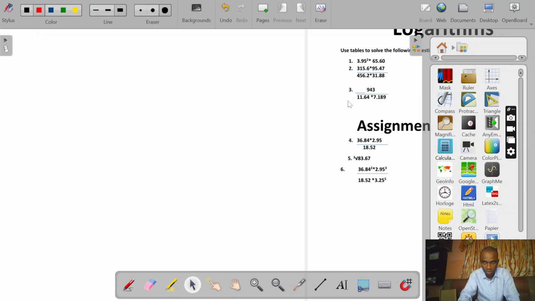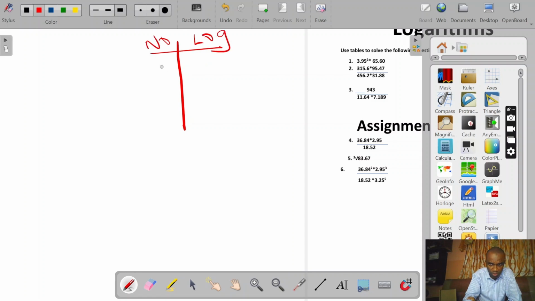So the next question, the last question, number 3, is 943 divided by 11.64 times 7.189. So how do we solve this? It's just the same manner. What we need to do is to draw a number log, enter all the constituents, the numbers. So we have 943, 11.64 and 7.189.